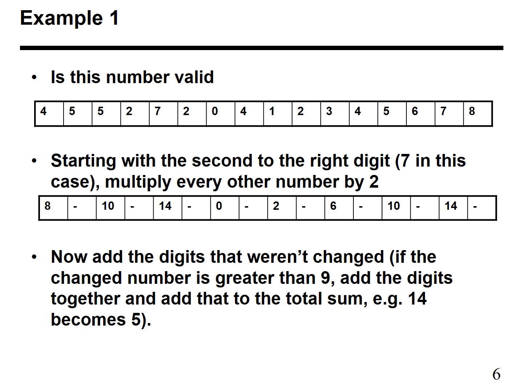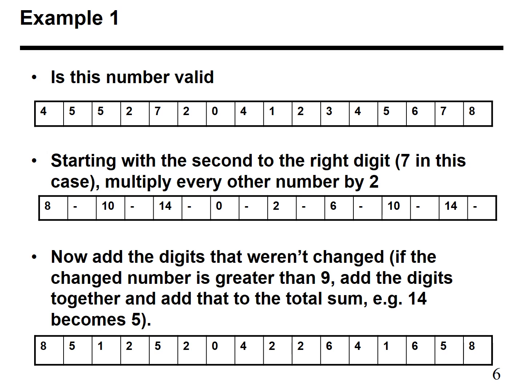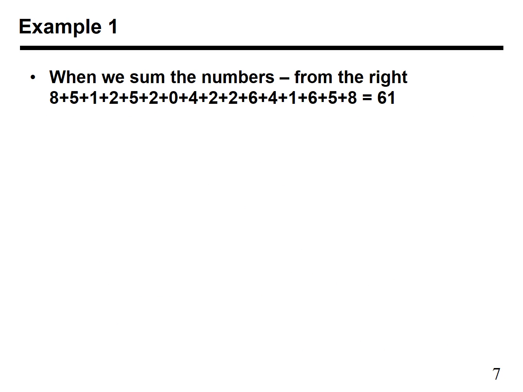So now, we bring down the digits that we didn't change, and for the ones that we doubled, if the result was greater than 9, we just add the 2 digits. So 10 becomes 1, 14 becomes 5, 10 becomes 1, and 14 becomes 5. So this gives us our new number. Okay, so now let's add up the numbers. So we've got 8 plus 5 plus 1 plus 2 and so on, and we get 61.